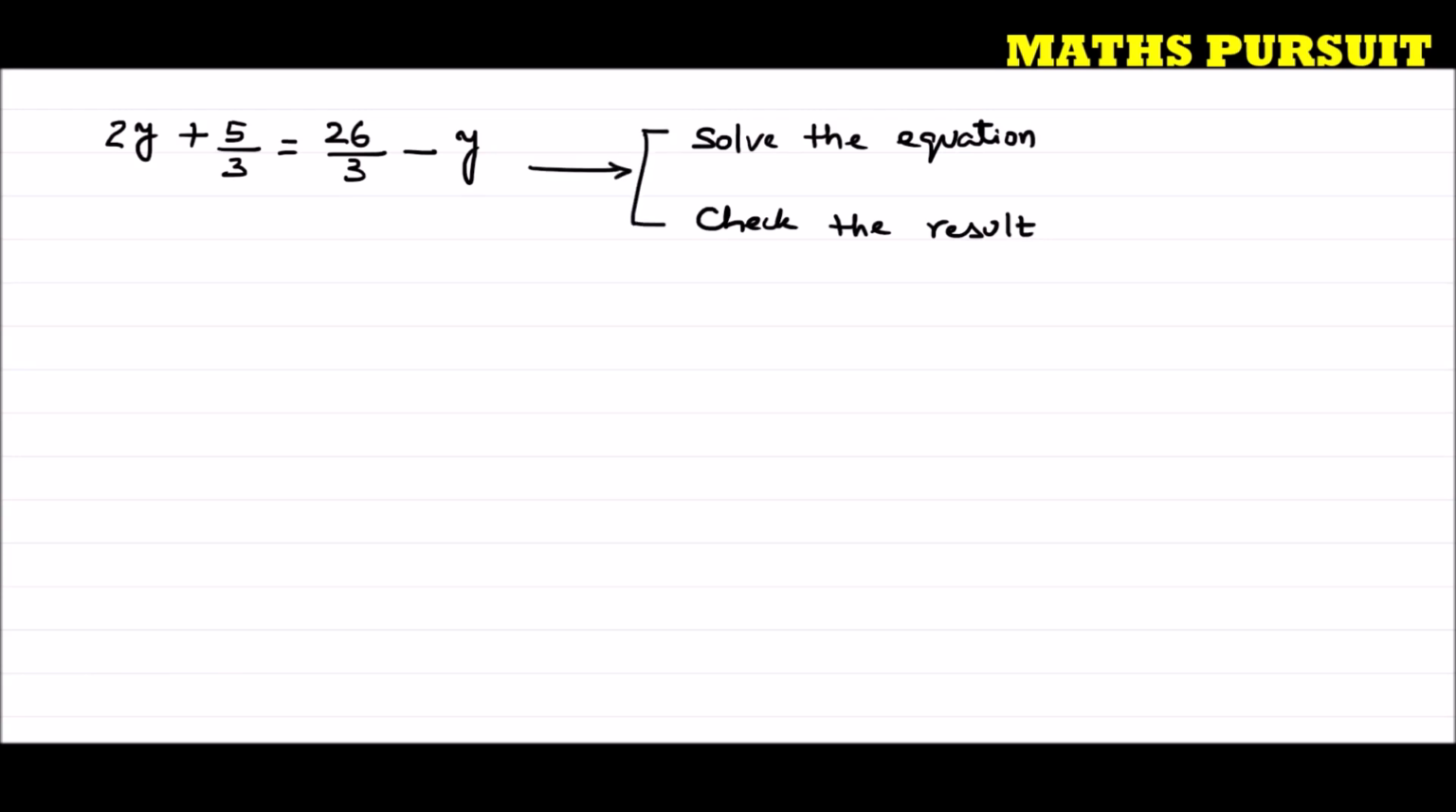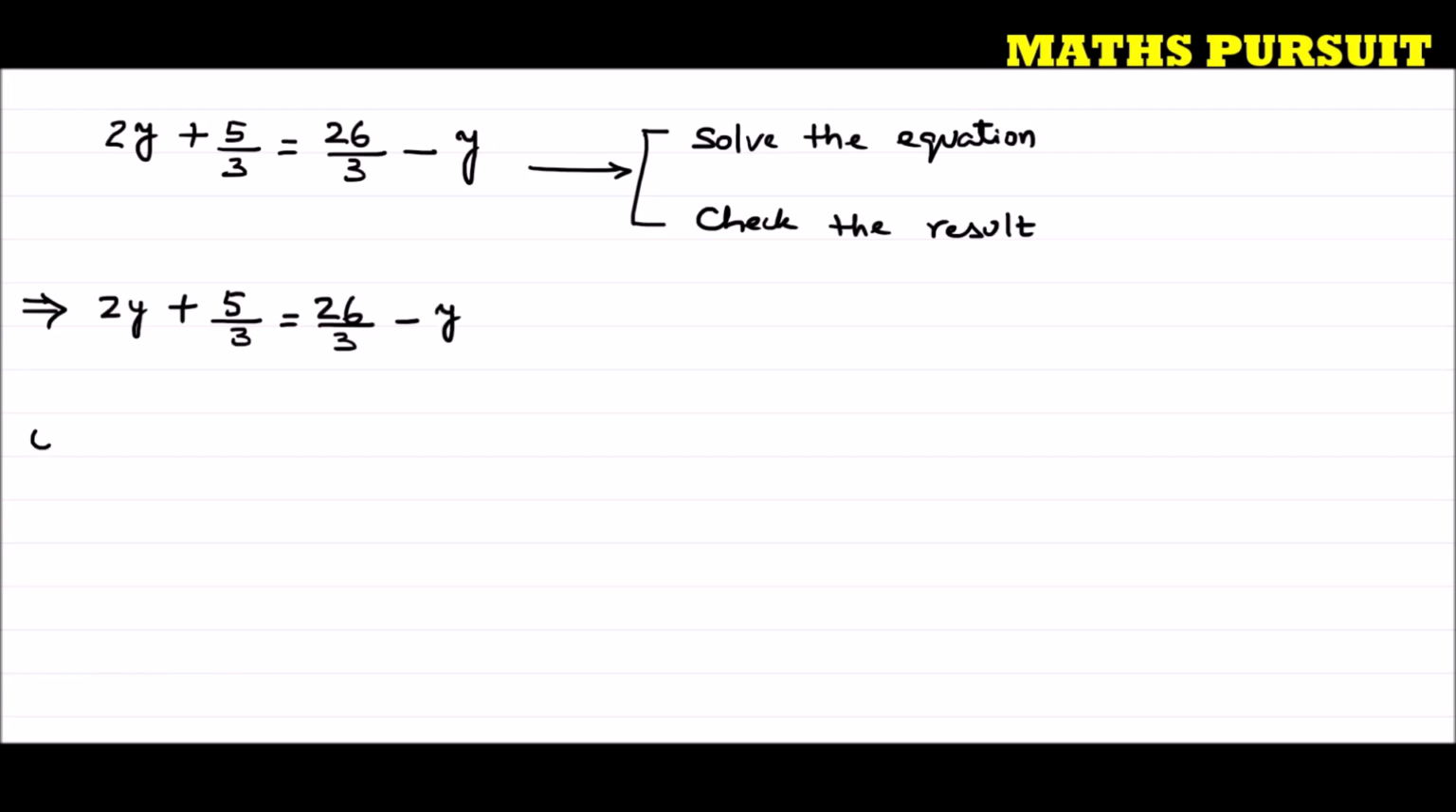So the question has given us this equation (2y + 5)/3 = 26/3 - y. We need to solve the equation and then we need to check our result. So now let us see how we can solve this equation. This is what the question has given us.